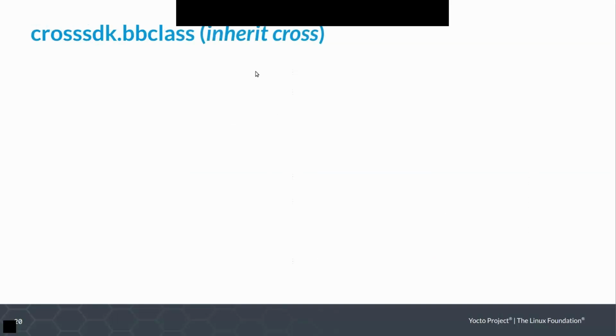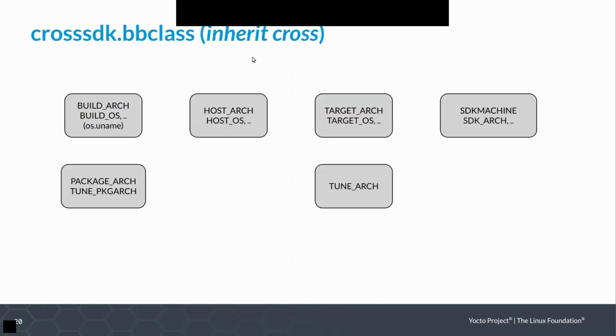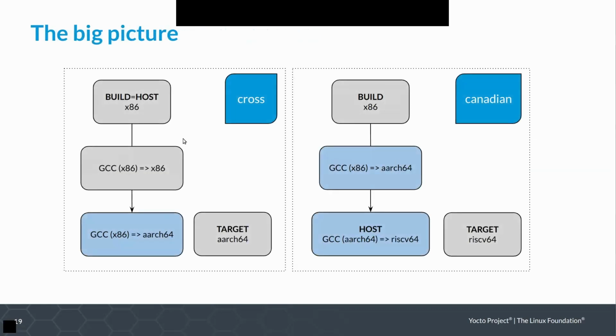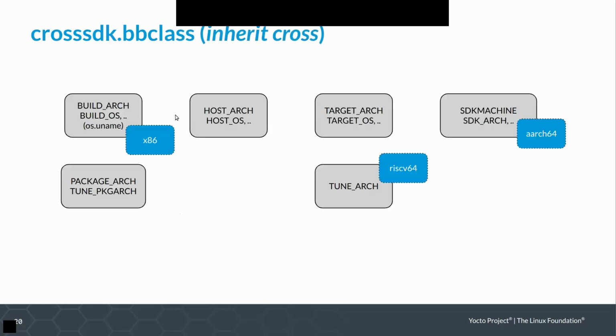So the cross SDK, which itself inherits the cross class, going back again. This is our example. The build is x86. The tune architecture, which is the final architecture of our target, is RISC-V 64, and our SDK machine is aarch64. In the cross SDK variant, the host is the same as the build. This is the same as the diagram, but showing how the elements relate based on the cross SDK variant.